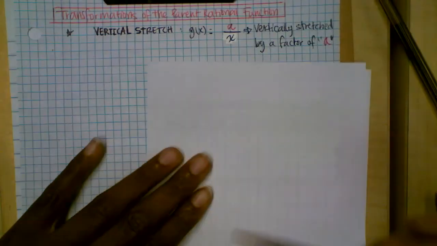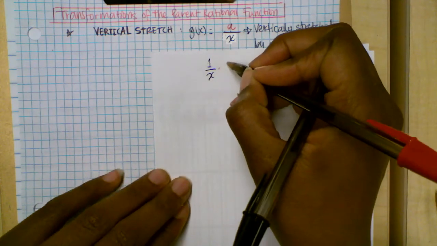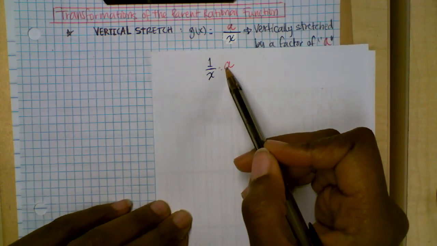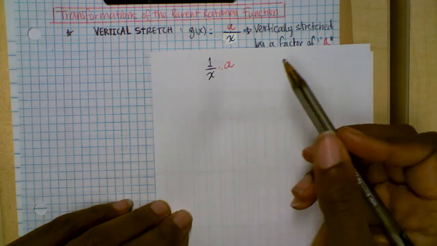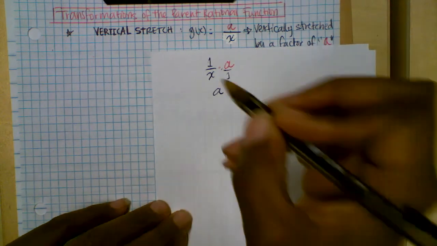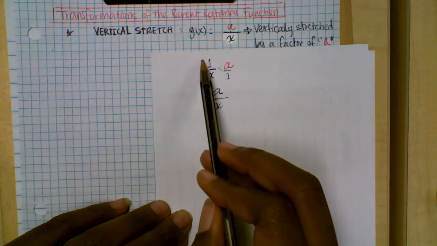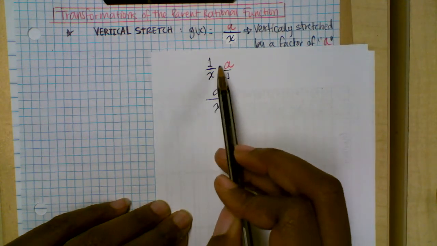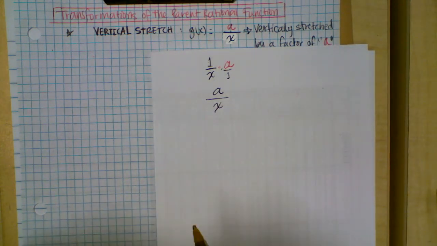So remember, the parent function is 1 over x. If I multiply here by a number a greater than 1, let's say 2, 3, 4, 5, or 1.5 or 2.75, I end up having 1 times a is a, over x times 1 is just x. So basically, you're taking the y value of the parent function and multiplying by a factor. That's what a vertical stretch looks like. The parent function has been stretched vertically.